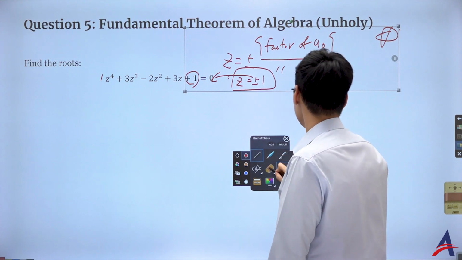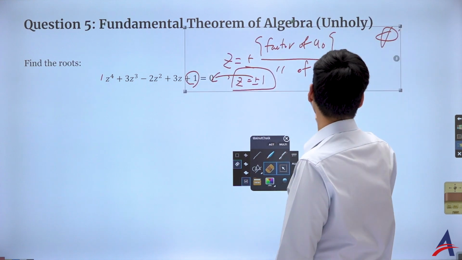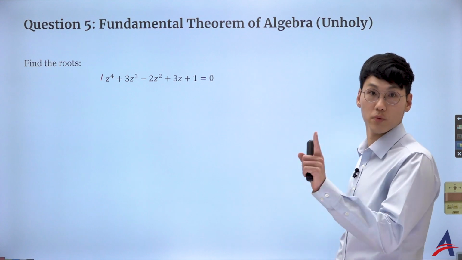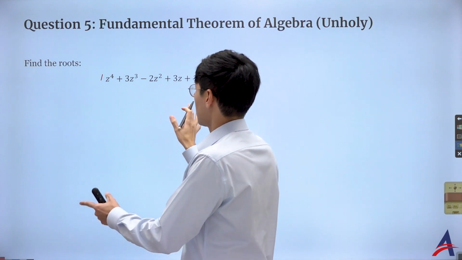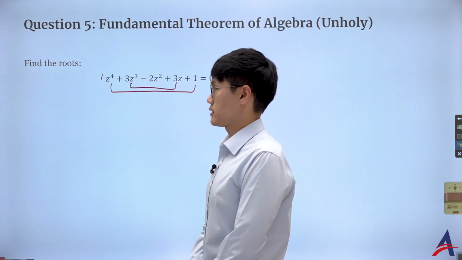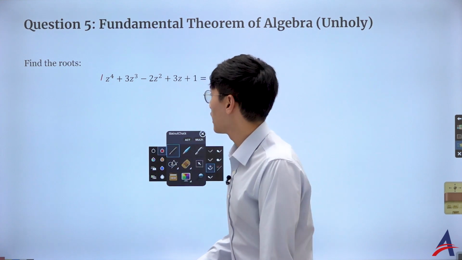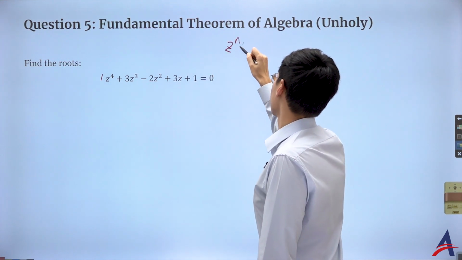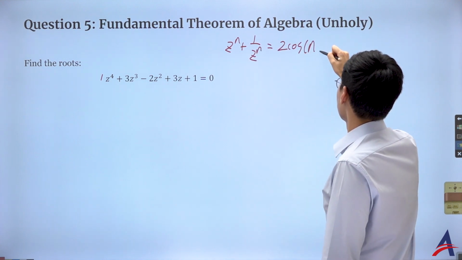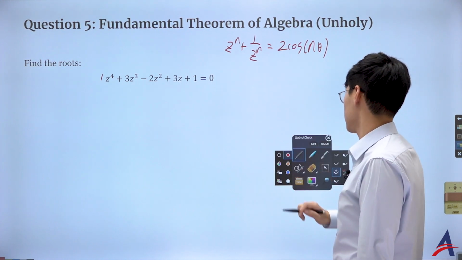However, what I can do is use the complex number. This is a very popular question for working with complex numbers. So let's get to it. Every time you see a polynomial with symmetric coefficients, I want you to think, okay, this is definitely checking with the following form: z to the power n plus 1 over z to the power n is 2 cosine n theta. That identity is going to be used here.